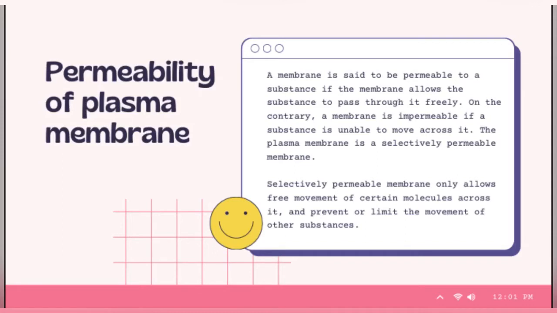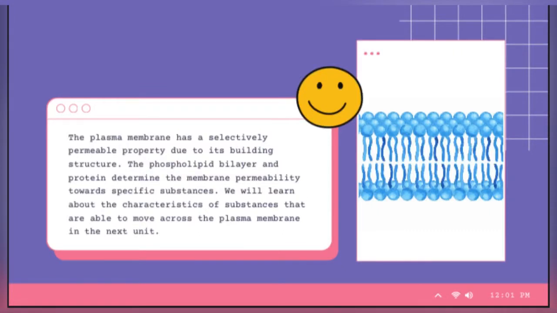Okay, then what is a selectively permeable membrane? So basically, a selectively permeable membrane only allows free movement of certain molecules across it. And it also prevents or limits the movement of other substances. Okay, so why does the plasma membrane have a selectively permeable property? The phospholipid bilayer and protein themselves determine their own permeability towards specific substances.